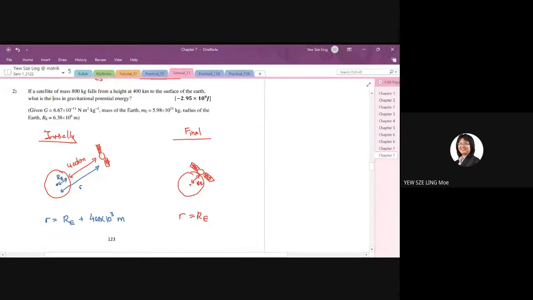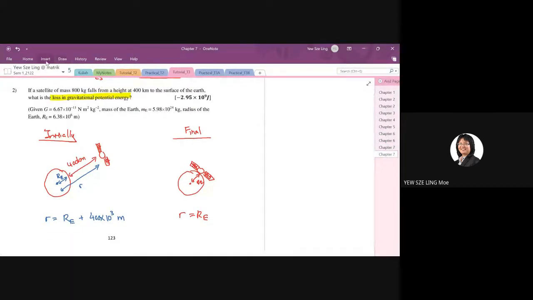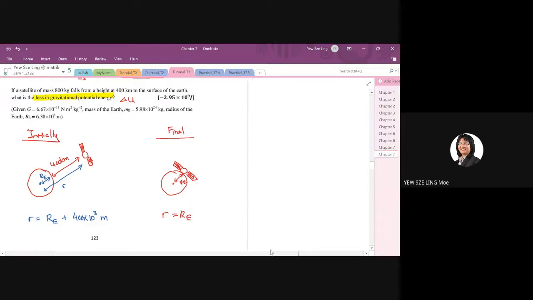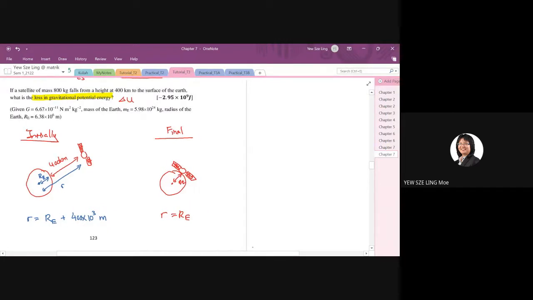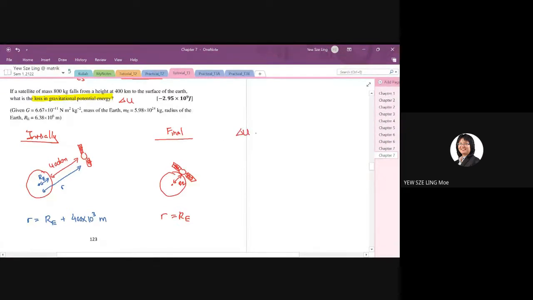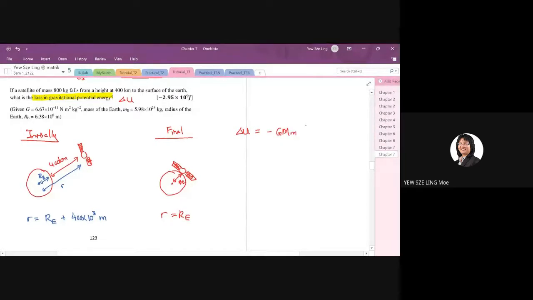Now, what does it mean by the loss in gravitational potential energy? Well, it simply means it's asking for delta U, the change. So loss means there are some changes happening in our system. So we are looking at the change in the gravitational potential energy, which is negative GMm times (1 over R final minus 1 over R initial).